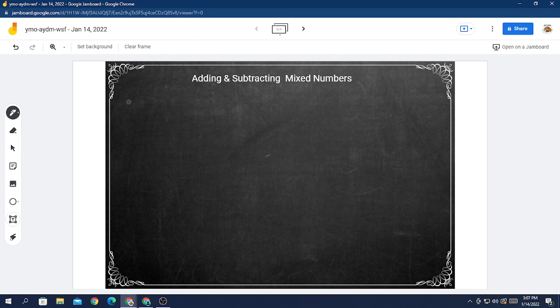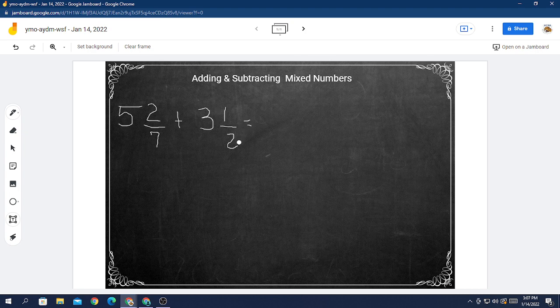Let's say we have 5 as a whole number, and then we have 2/7. Now remember, the procedure is basically the same as when we learned how to add and subtract fractions with unlike denominators. We have 3 as your whole number and 1/2.